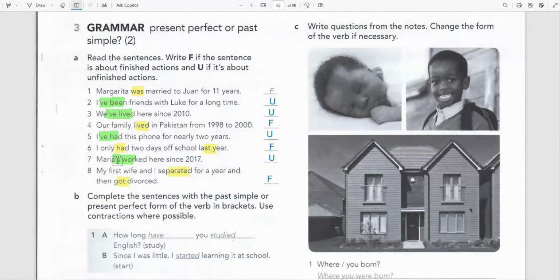Maria's worked here since 2017. That means Maria is still working there. That's why it's unfinished action. Number 8, this is about I separated and got divorced. This has happened in the past. Nothing to do with the present time. That's why it's finished action, guys.